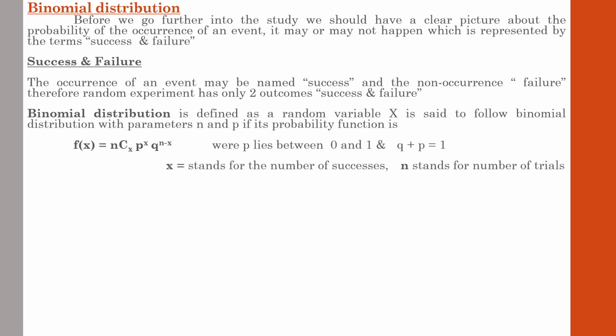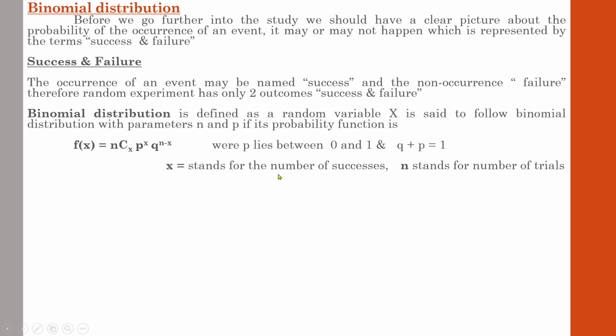Just understand the concept. Let's come back to the various variables: nCx, p raised to x, q raised to n minus x. So p and q represent success and failure. p represents success and q represents failure. We will come back to that. First of all, x.